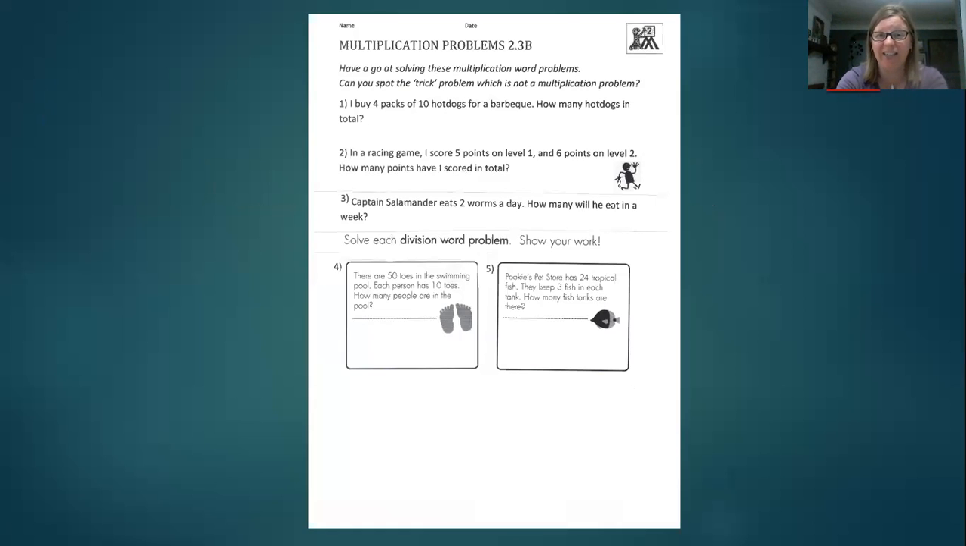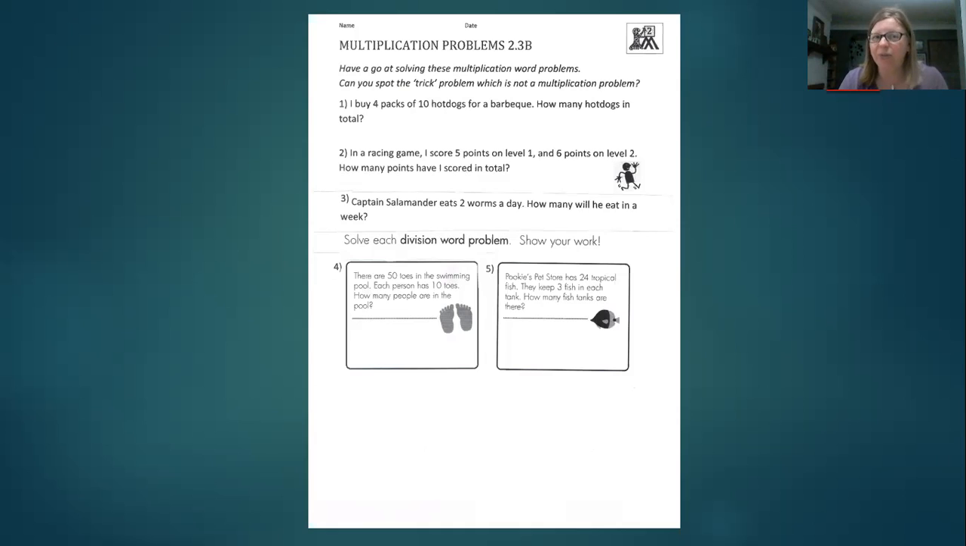Now, I got these questions from a website called Captain Salamander Work Pages. And so on number 3, we'll get to it, you will see a reference to Captain Salamander. And I thought it was pretty cool because we're learning about animals, and salamanders are one of those amazing animals that God has made, and they are part of the amphibian group.